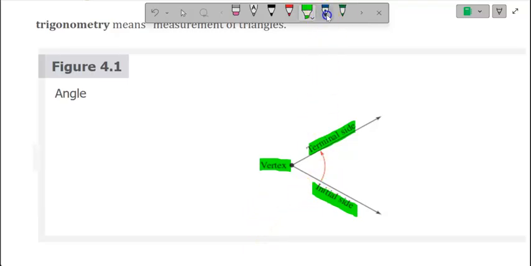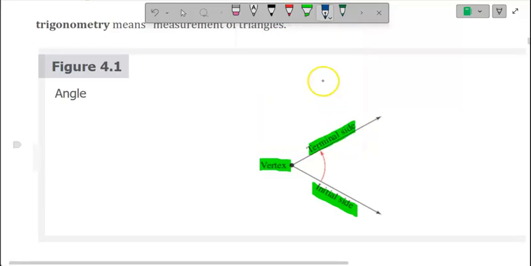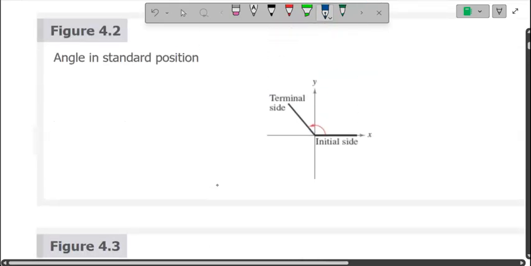And usually this direction, which is counterclockwise, can be the positive direction, right? If I am going this direction, this is going to be clockwise, and you're going to count it as the negative direction. All right, so that's basically the definition of an angle.